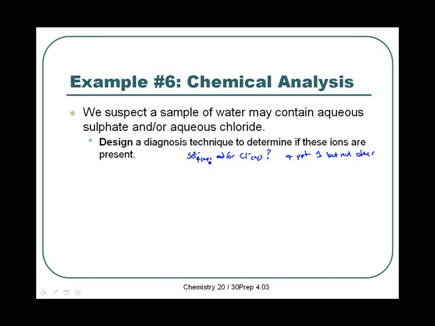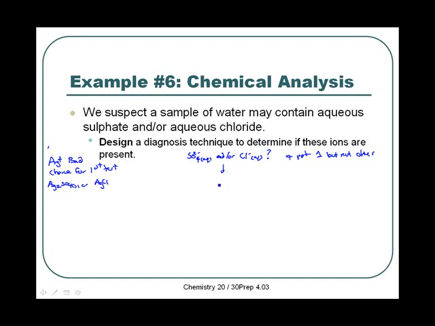So, for example, silver would be a bad choice. Silver forms a precipitate with both chloride and sulfate. So silver ions are a bad choice for the first test, because we won't know what we get. If there's a solid, we won't know if it's silver sulfate or silver chloride. So we won't add silver, but we could add copper 1 plus.